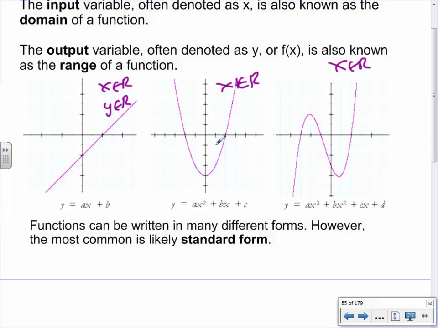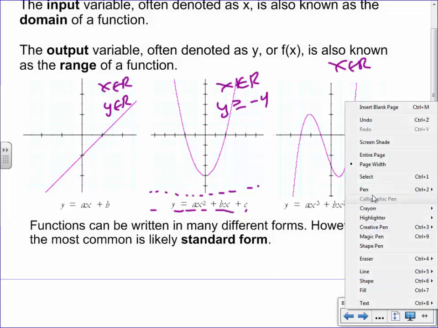Where's the lowest point we have? Yeah, so we normally write it like this. y is greater than or equal to negative 4. Because if I was looking for where it's equal to negative 5 or negative 6 or something like that, it never gets there, right?